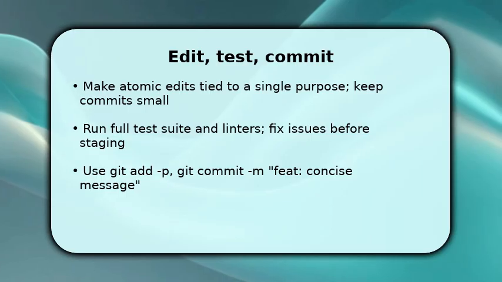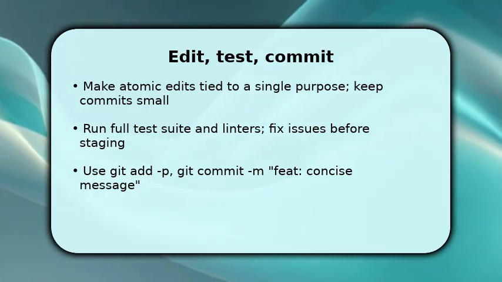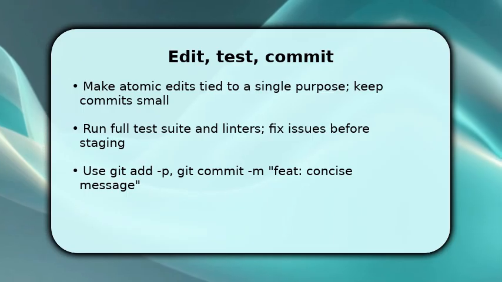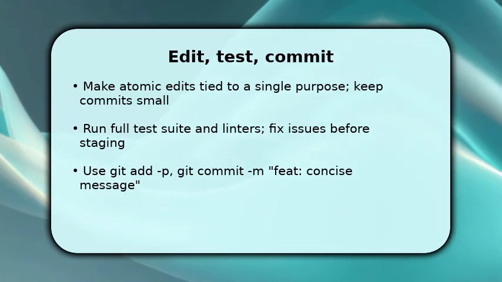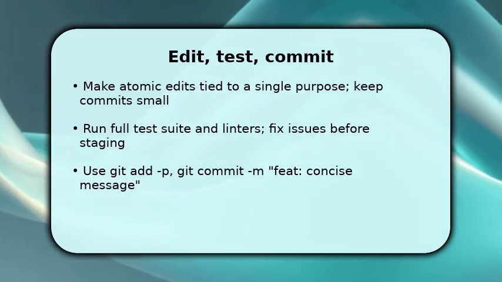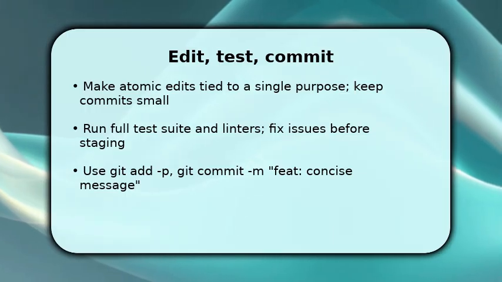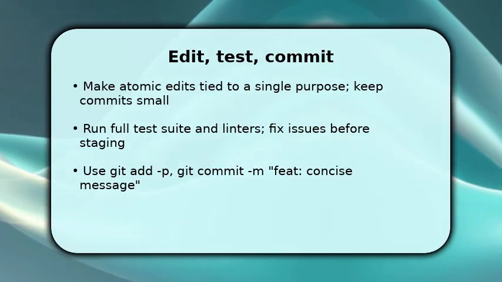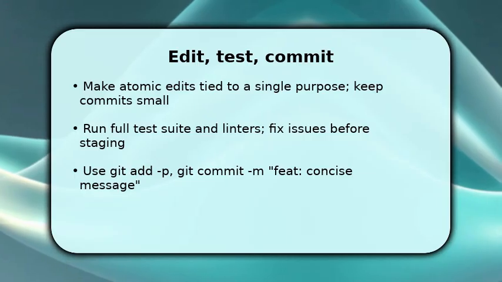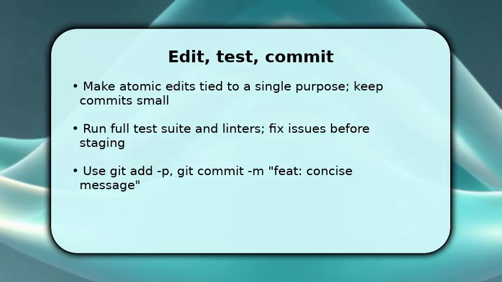Then stage interactively with git add -p so each commit is focused, and commit with a clear message describing why the change exists. After that, push your branch to origin with git push -u origin feature/your_change so reviewers can access your work and automated checks can run.